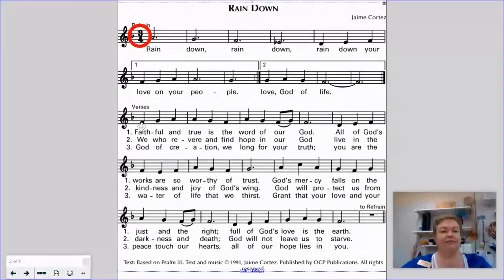So it does, in fact, go 1, 2, 3, bar line, 1, 2, 3, bar line, 1, 2. A half note with a dot gets 3 beats, so that counts as 3. So it's doing exactly what it says.